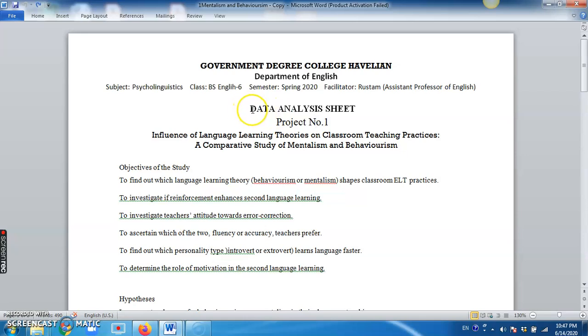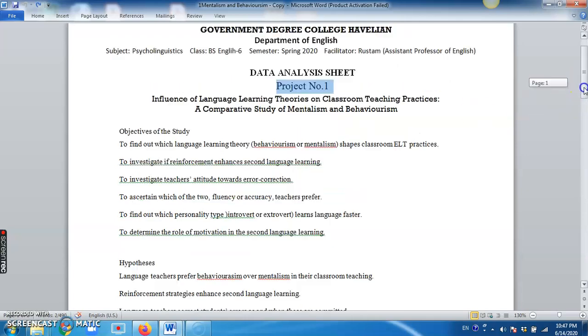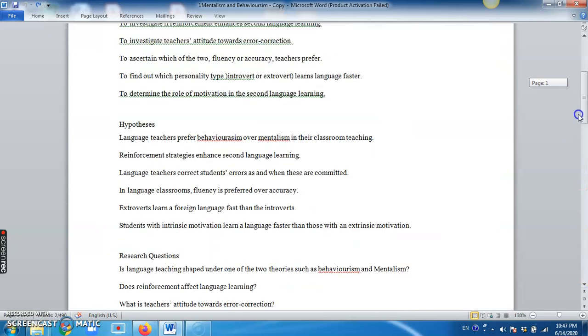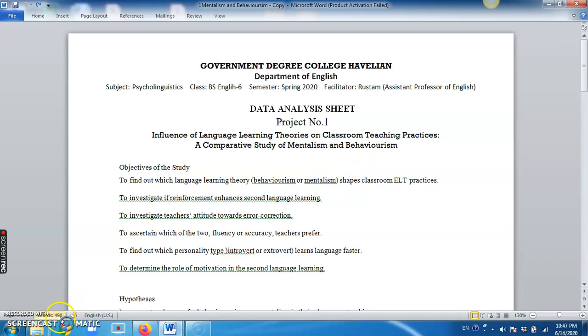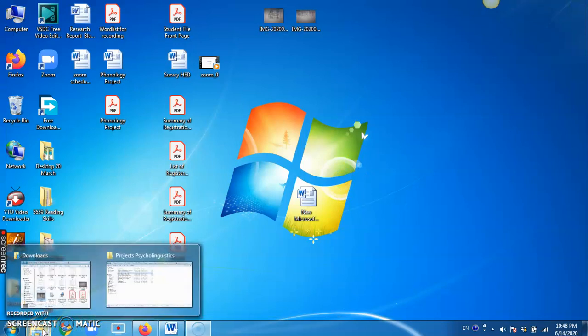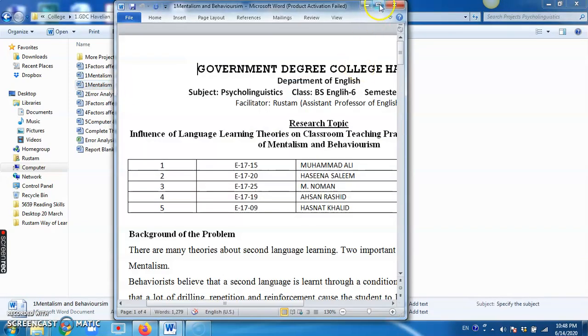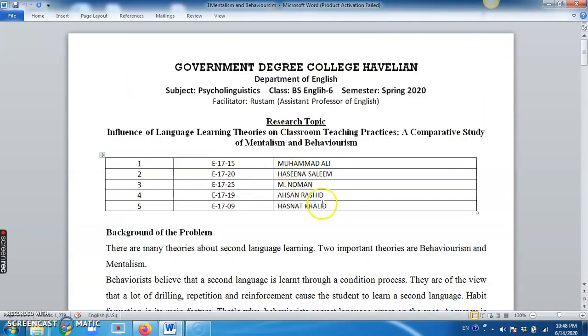Now, dear students, we have been assigned project number 1. Let me scroll down and see the names. Let me take you to another sheet. I think this one, mentalism and behaviorism. These are the students: Muhammad Ali, Asina, Salim, Muhammad Noman, Hassan Rashid, and Asnat Khalid.